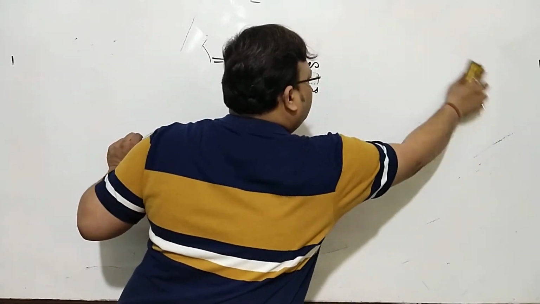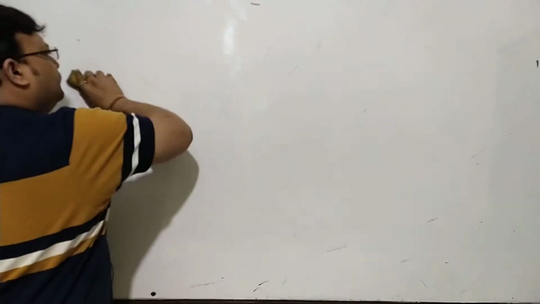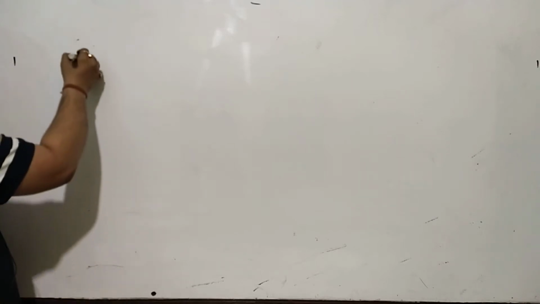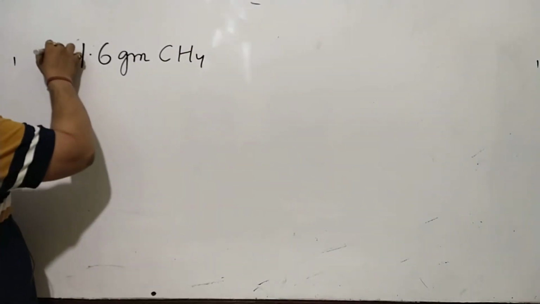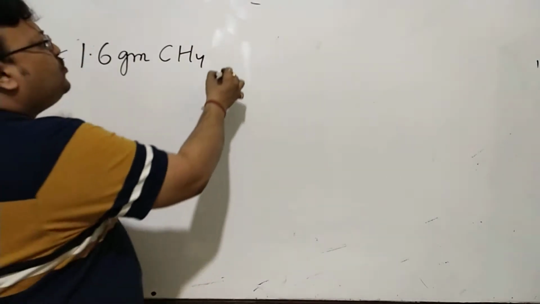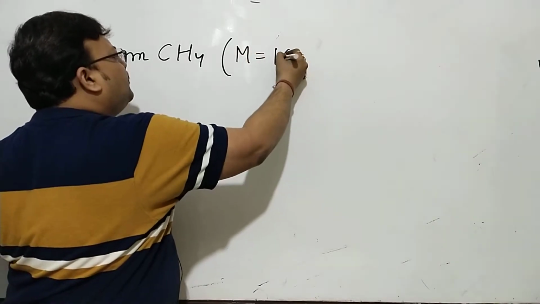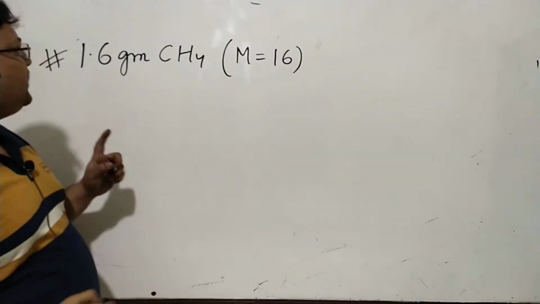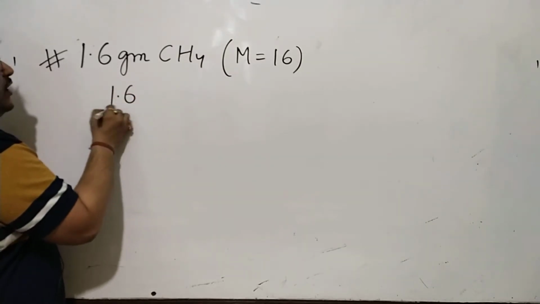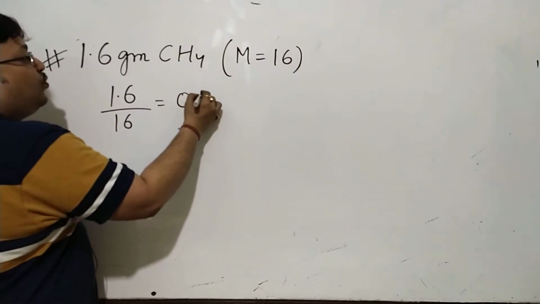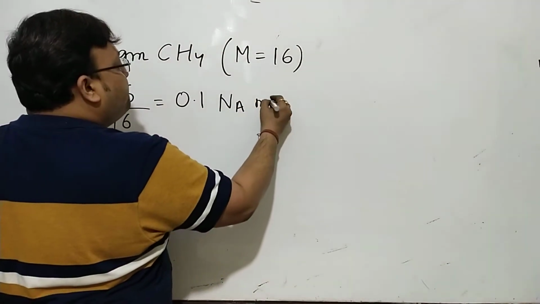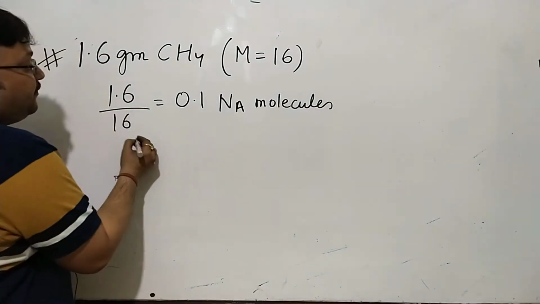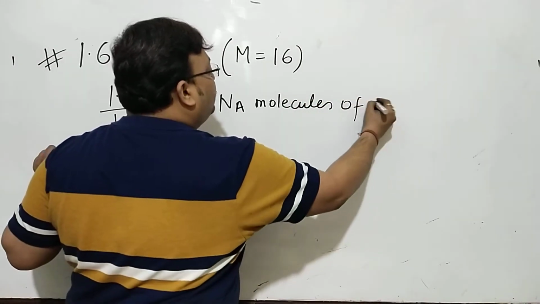And suppose again we are given a problem like 1.6 gram methane. You need to know the molecular weight of methane is 16. Now weight upon molecular weight. This is 0.1 moles. So this is 0.1 Na molecules. Because you are dividing by molecular weight, it's 0.1 Na molecules of methane.